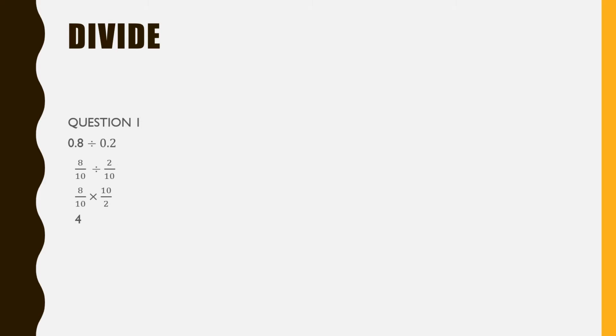Divide. Question 1. 0.8 divided by 0.2. Children, as you can see in the question, 0.8 is a decimal and 0.2 is also a decimal. Now what we will do, we will convert these decimals into fractions.